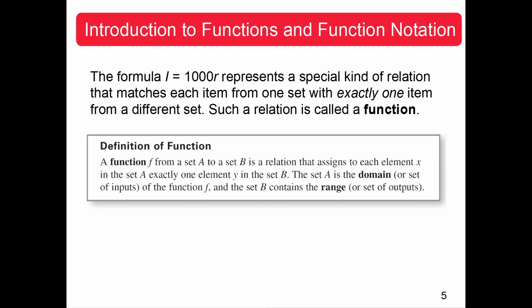In this particular case, the formula that we saw in the previous slide is a special type of relation because each item from one set corresponds with exactly one item from the other set. In other words, there is a specific interest amount that corresponds with a specific interest rate, and there's no mix-up between different portions. For every interest rate, there is exactly one interest amount, and vice versa.